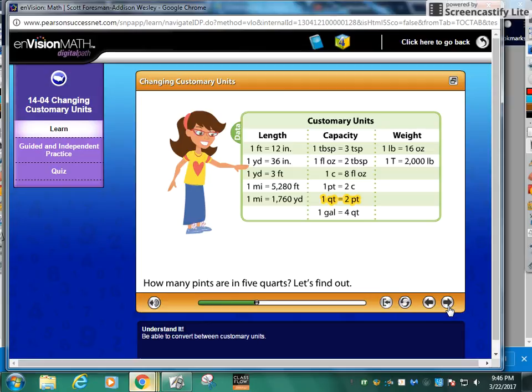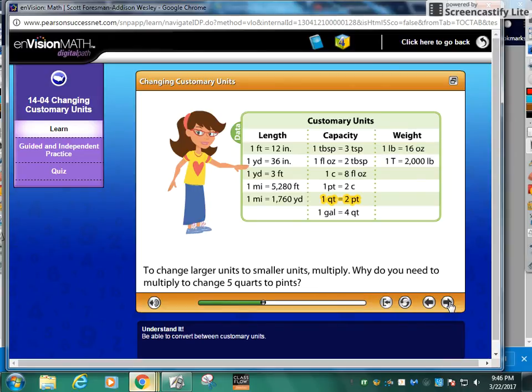How many pints are in 5 quarts? Let's find out. If you drew your big G, there's 4 quarts, and each quart has 2 pints. So in 5 quarts, 5 times 2 is 10. Good job, Brianna.